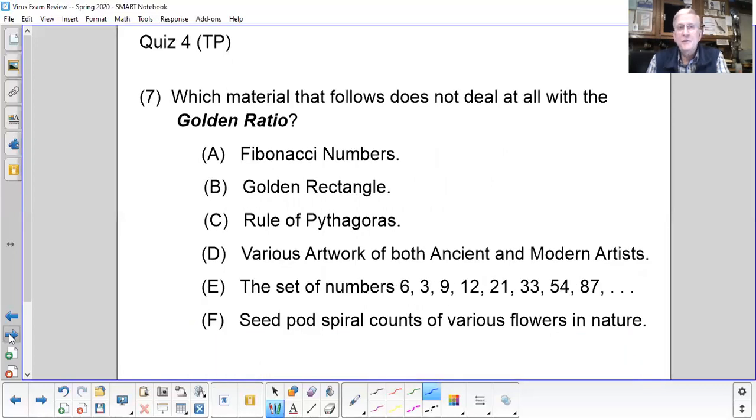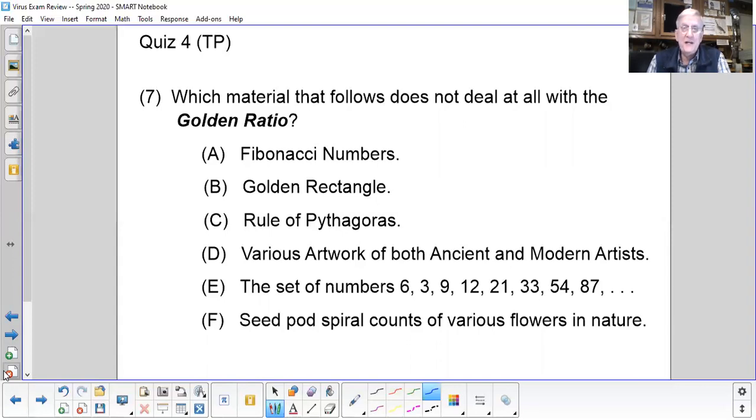7, which material that follows does not deal at all with the golden ratio? Phi. Fibonacci's do, right? As you get further out in them, they are what? Consecutive ones divide, larger by smaller, to give you phi. A golden rectangle has to do with the golden ratio. The rule of Pythagoras? I don't think so. Various artwork of both ancient and modern artists do show the golden ratio in it.